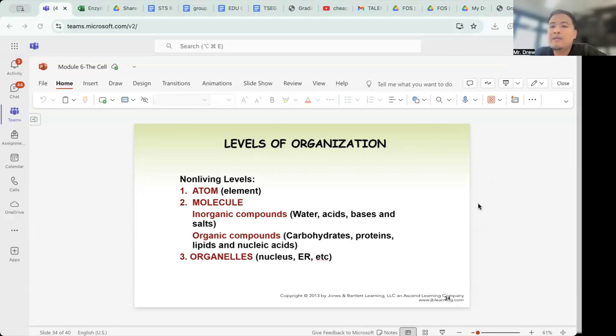So when atoms combine, they form molecules, which can be either inorganic, like water, acids, bases, and salts, or organic, like carbohydrates, protein, lipids, and nucleic acids. From there, molecules organize into organelles, such as the nucleus and endoplasmic reticulum, which carry out specific functions inside the cell. So these non-living components form the foundation of life.